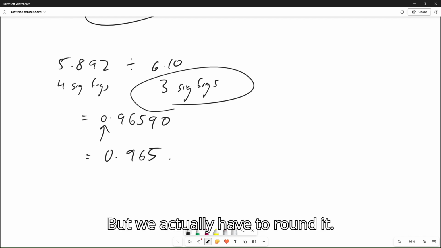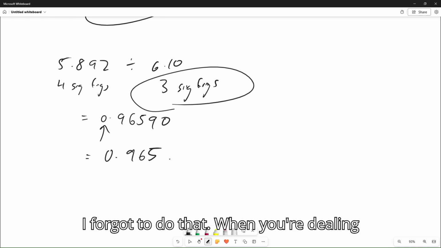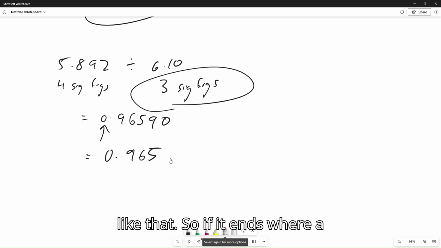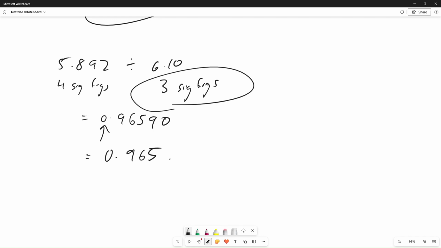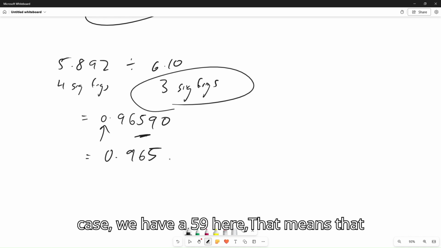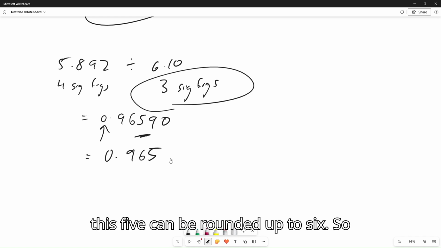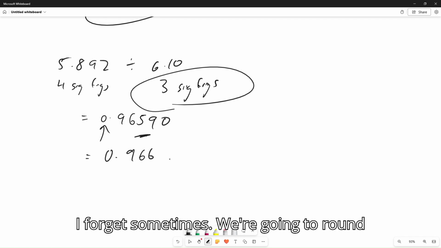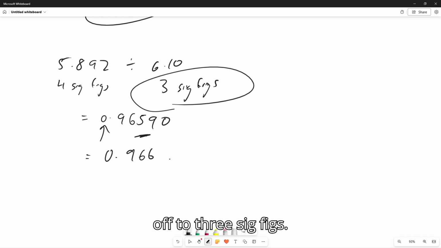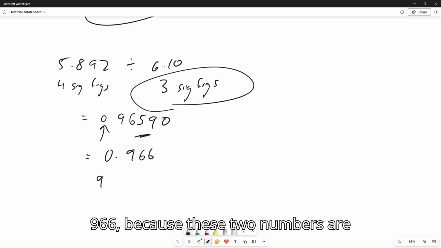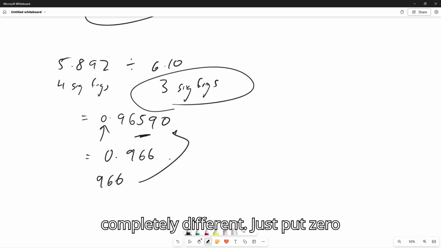But we actually have to round it. I forgot to do that. When you're dealing with sig figs, you can't just leave this 5 like that. If it ends where it can be rounded, in this case we have a 5 followed by a 9, that means this 5 can be rounded up to 6. So just remember to always round, something I forget sometimes. We're going to round off to 3 sig figs. Just make sure not to write 966, because these two numbers are completely different. Just put 0 there.